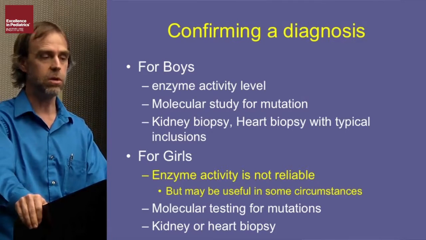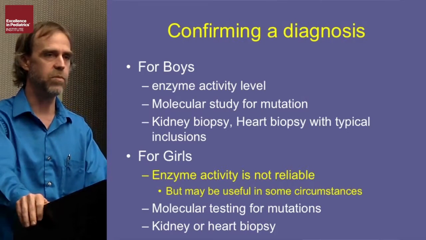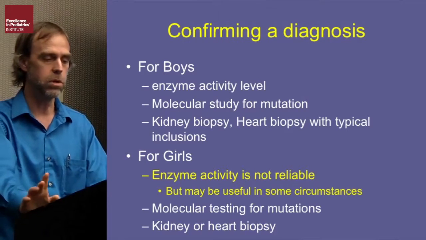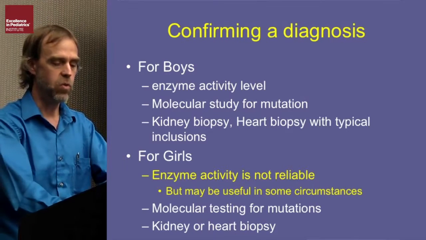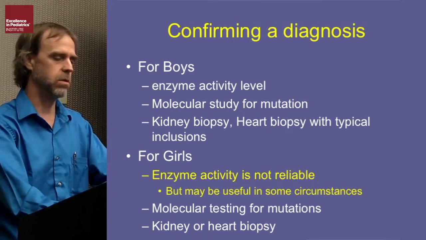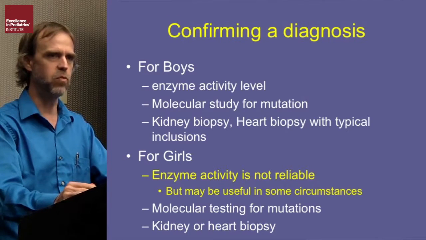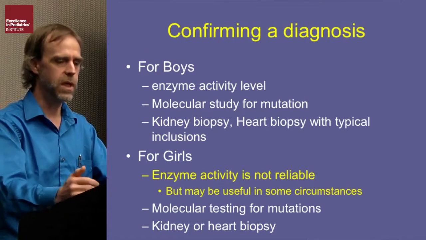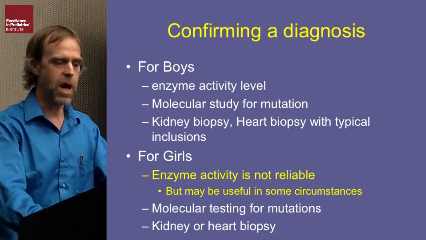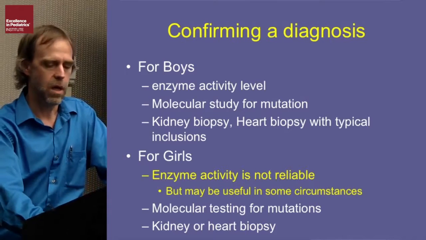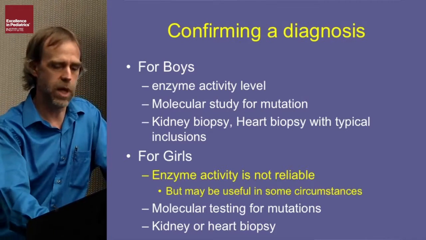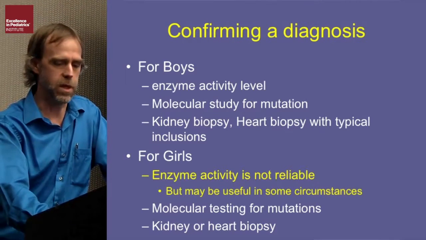So, generally speaking, if you want to rule out Fabry disease in a girl, you want to do a molecular test. If you, for some reason, cannot do a molecular test, although that would be a really exceptional circumstance, a kidney biopsy or a heart biopsy could be substituted. All of my patients prefer the molecular testing, which is a simple blood test.